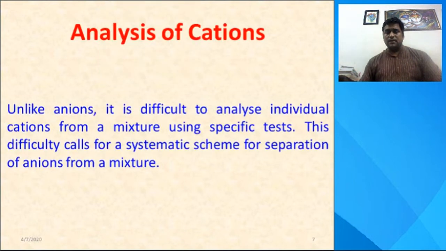Analysis of cations: unlike anions, we will understand this in more detail. In case of anions, there are specific tests which can be performed to identify different anions. But unlike anions, for cations, it is not possible to use specific tests to analyze individual cations from a mixture. So because of this difficulty, we need to have a systematic scheme for classification of cations.